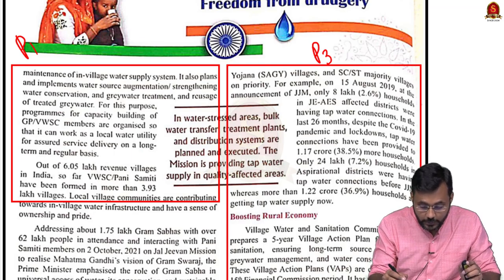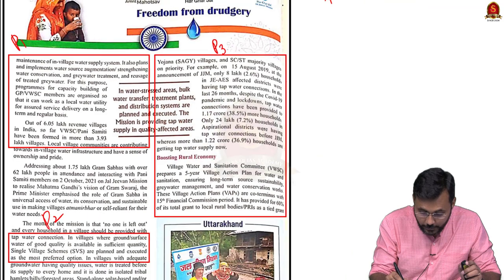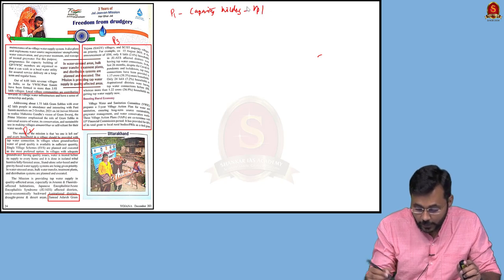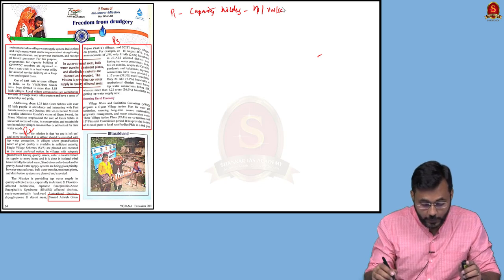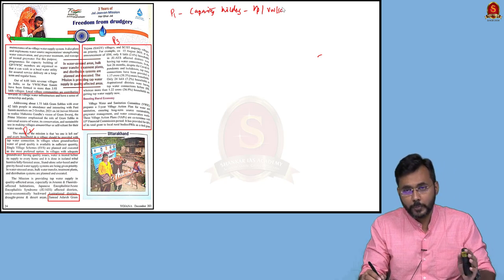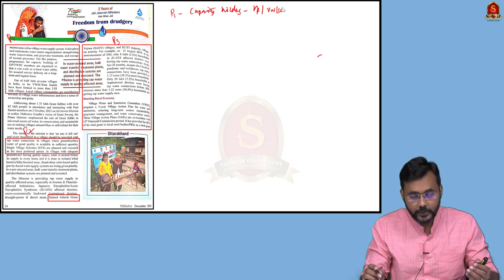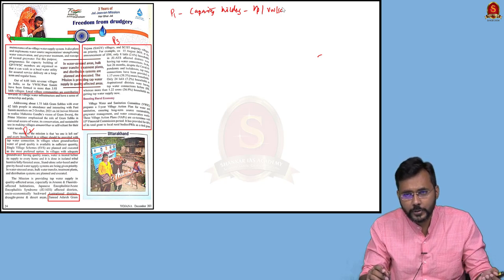So what we can understand is that they are going for capacity building. Capacity building of the Gram Panchayat and Village Water and Sanitation Committee, especially for water source augmentation. So they want to identify what are the local water sources that can be used for drinking water purposes, and also strengthen water conservation measures so that it helps in regenerating the groundwater level. And apart from this, grey water treatment is nothing but reusable water.